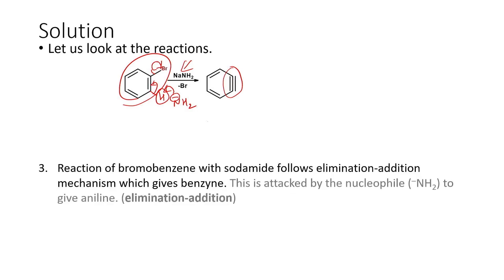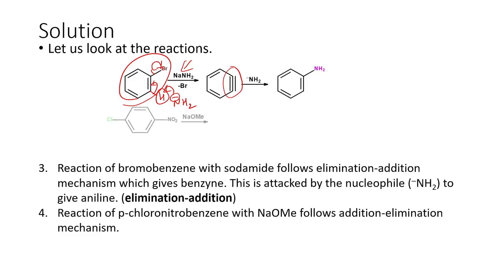And what is the next step? The next step is the addition of the nucleophile. So in this particular case, the NH2 minus adds to one of the carbons, and we end up with aniline as our product. So this reaction actually follows an elimination addition mechanism. So this is not following the E1CB mechanism.